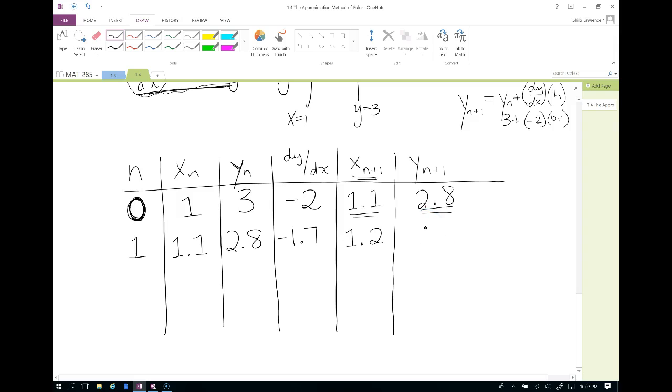We've got to do the old y value, which was 2.8, and then we're going to add the slope times the step size, which was a tenth. And at this point, we're going to start getting our calculator out. These decimals are going to start to get pretty long. So we've got 2.8 plus negative 1.7 times 0.1. And I've got 2.63.